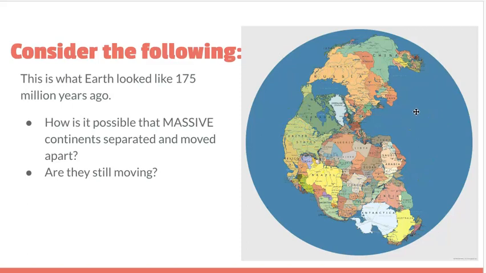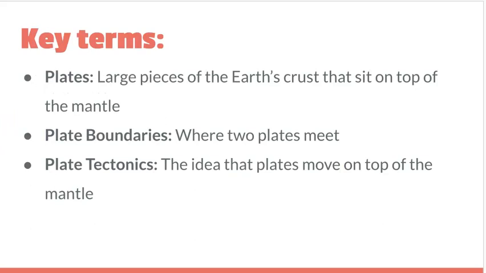175 million years ago, considering the 4.5 billion years of the Earth's age, is not a very long time. How is it possible, though, that in that short period of time, massive continents would separate and move apart? And then also, are they still moving? We're going to talk about those things today.